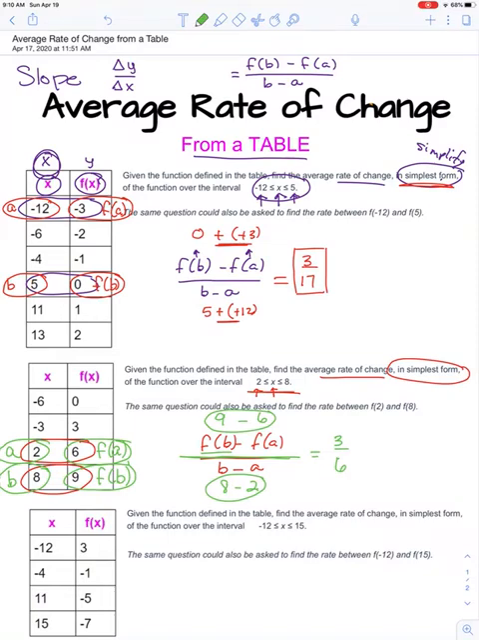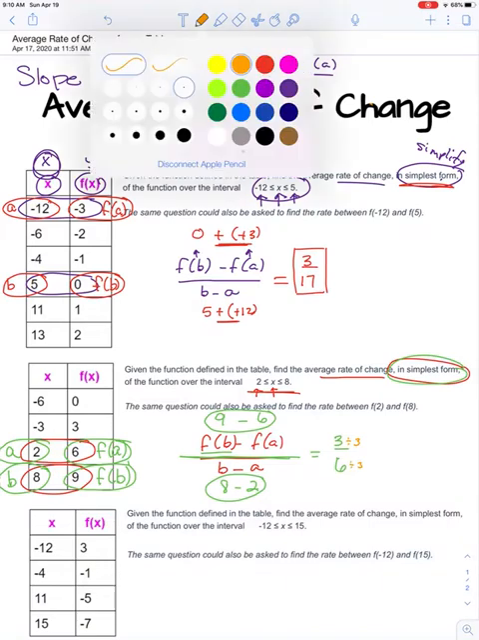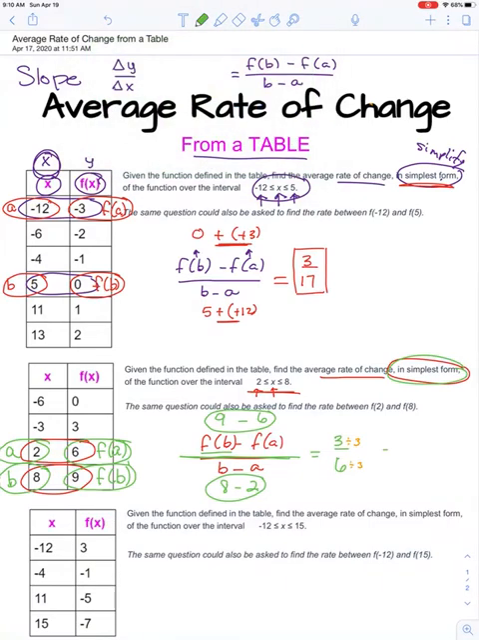All right, now we need to look at simplest form. Okay, 3 divided by 6, they both have a common factor of 3. So let's do a little bit of notepad here. We can divide both those out by 3. 3 divided by 3 is 1. 6 divided by 3 is 2. So 1/2 is my final answer.